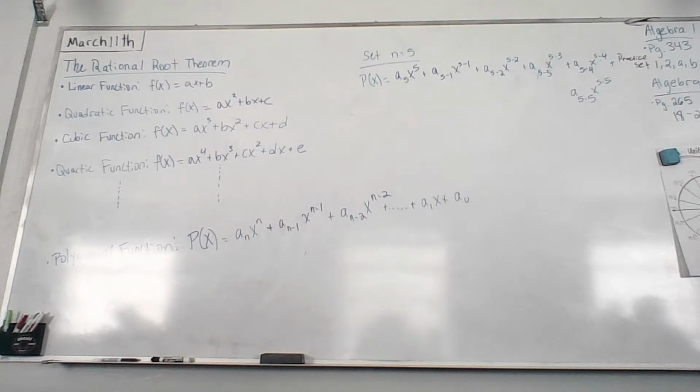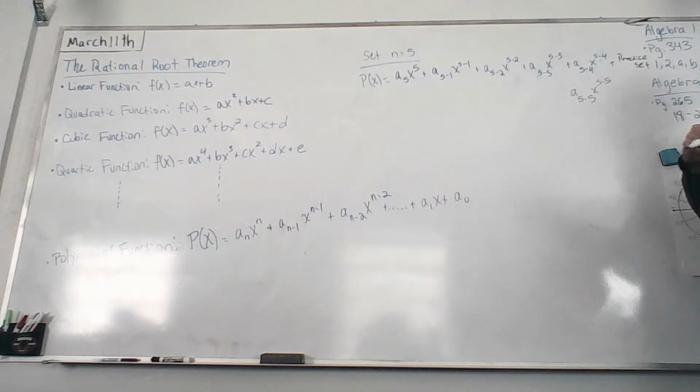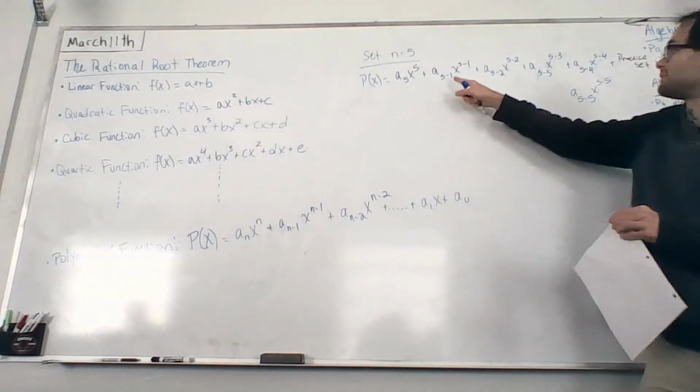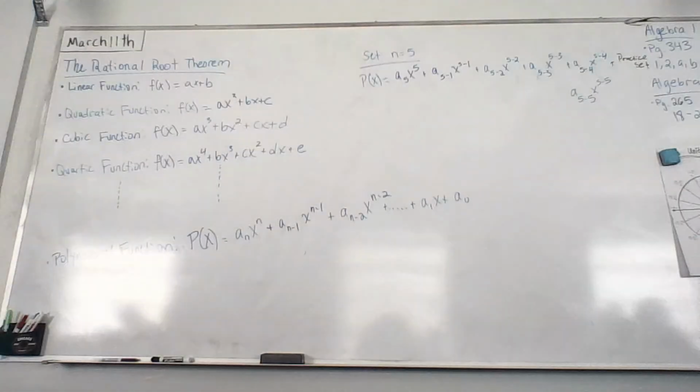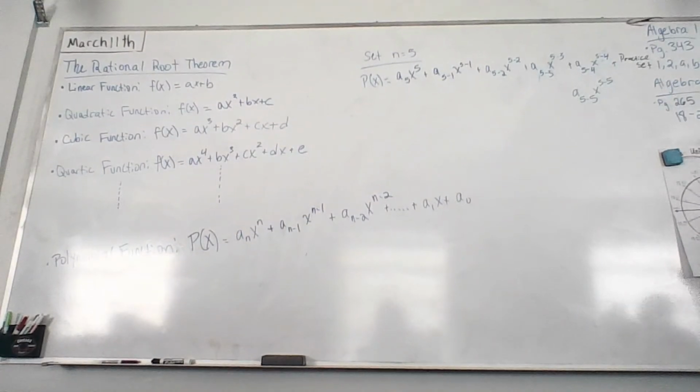Wait, there's a pattern here. I started at 5, then it's 5 minus 1, 5 minus 2, 5 minus 3, 5 minus 4, 5 minus 5. So once you get to it minus itself, you stop. I could write some condition here, but I'm not going to bother with all that.